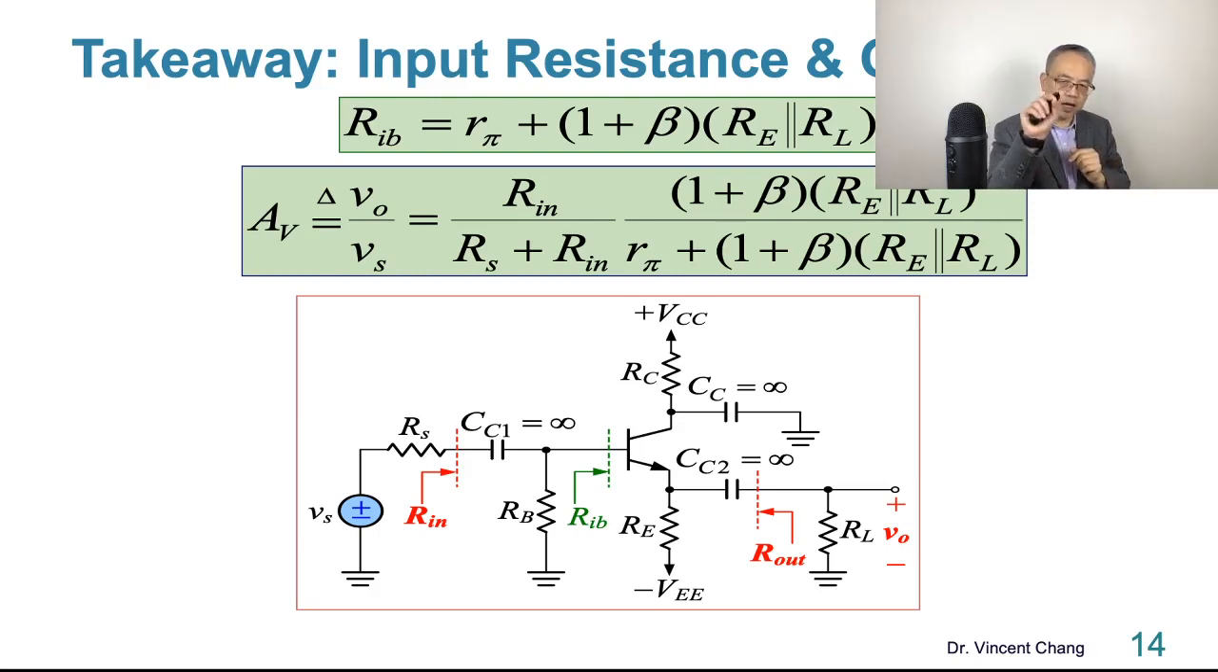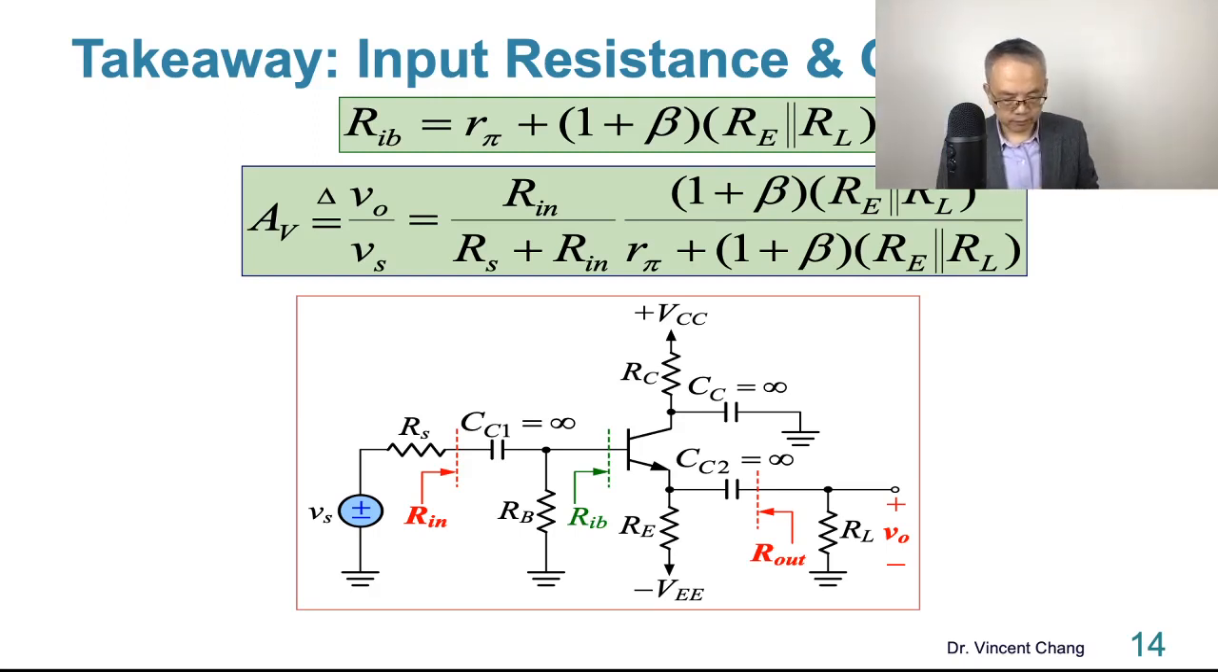So the Rib, the IB is what? It's the R pi, right? R pi in series with the parallel combination of RE and RL. But due to the current difference, IB and (1 plus beta) times IB, you need to reflect from the emitter back to the base, which has to be multiplied by (1 plus beta).